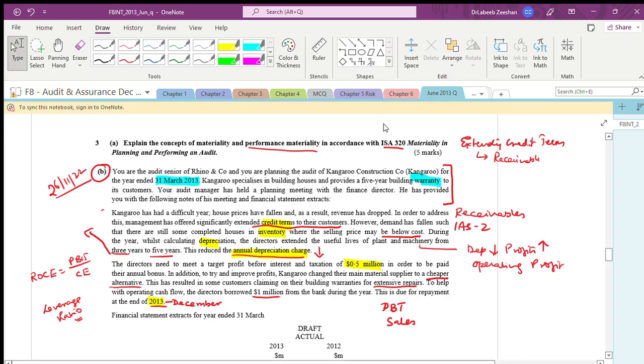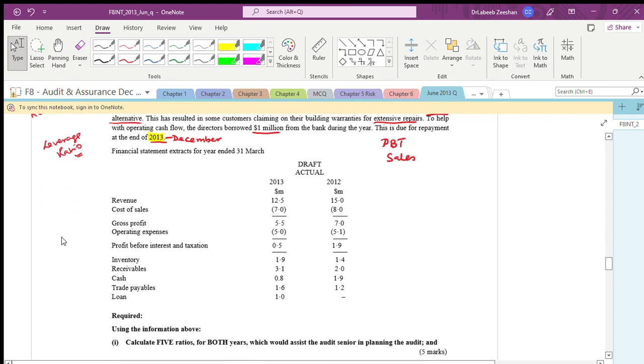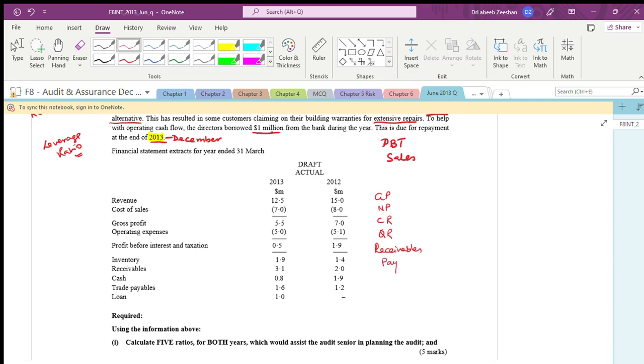Coming to that, they have given you the information. Now, from this, how many ratios can we calculate? You have to tell me fast. We can calculate gross profit ratio, net profit ratio, current ratio, quick ratio, receivables and payables. We cannot calculate a loan ratio, as equity is not there. We have inventory, receivables, cash, trade payables, loans.